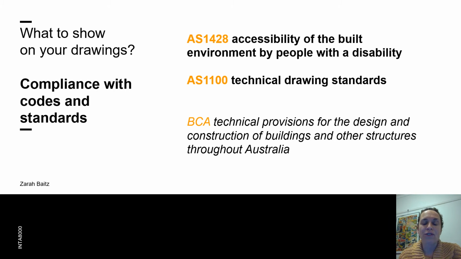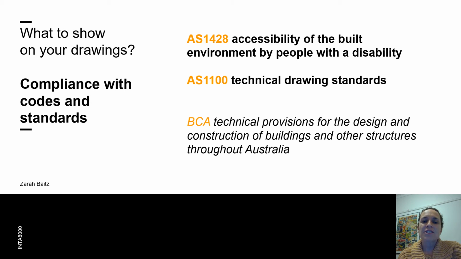What we're looking for, if you have a look at the assessment criteria, is compliance with codes and standards. So the first code is Australian Standards AS 1428. This standard examines accessibility of the built environment by people with a disability. You'll need to read that code and make sure that your proposal aligns with it. The second code is Australian Standards 1100. This is a code that outlines technical drawing conventions across Australia.